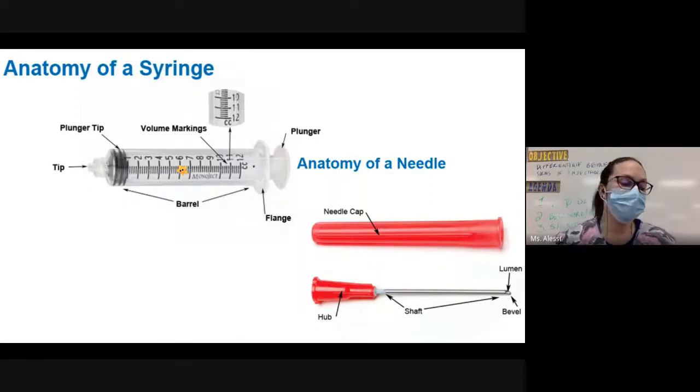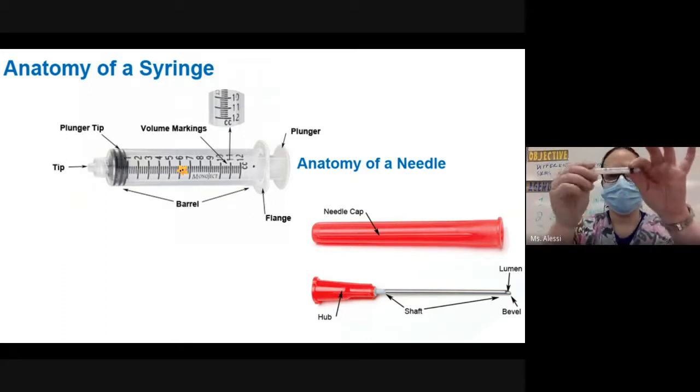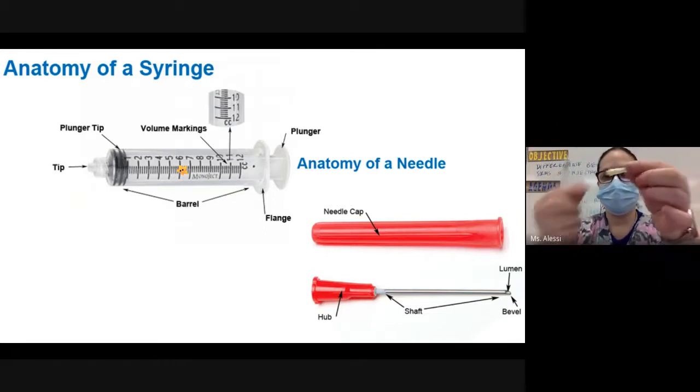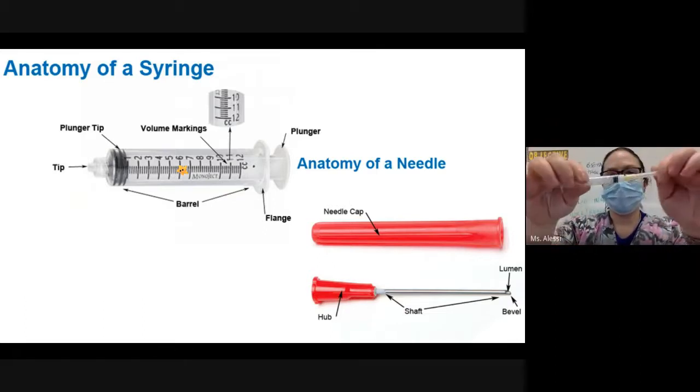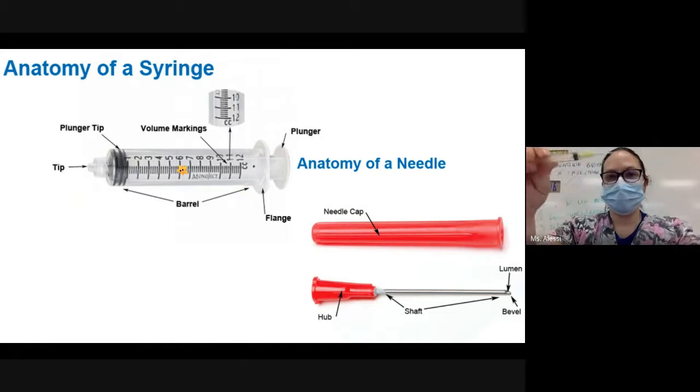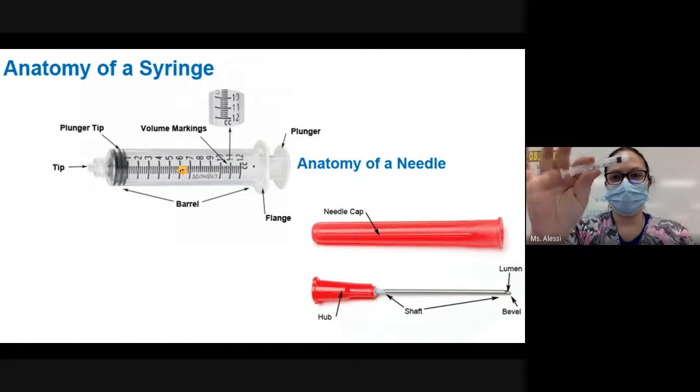So the first thing in your notes, you are going to draw a syringe. Okay, so we want to know what these different pieces of the syringe are, what make it up, as well as what makes up our needle. So we have two different things going on here. One, we have a needle. Two, we have an actual syringe.